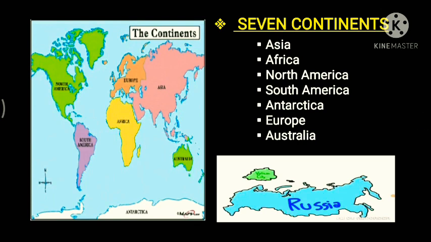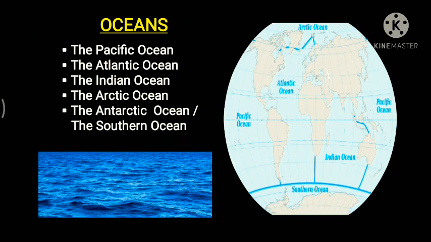And if we see the oceans, there are 5 major oceans. They are the Pacific Ocean, the Atlantic Ocean, the Indian Ocean, the Antarctic Ocean, or you can call it the Southern Ocean, and the Arctic Ocean.